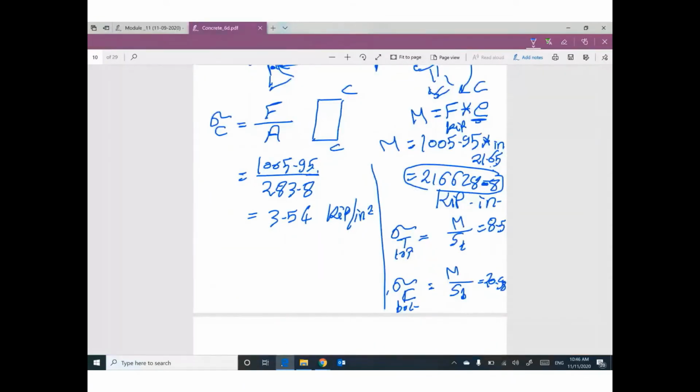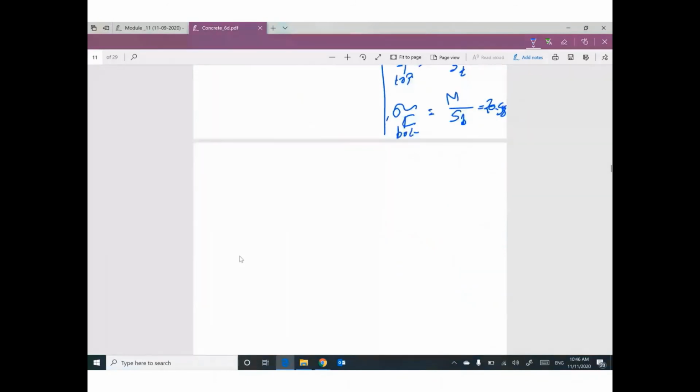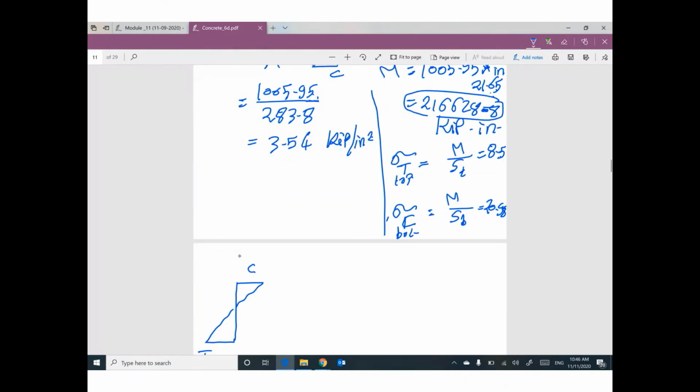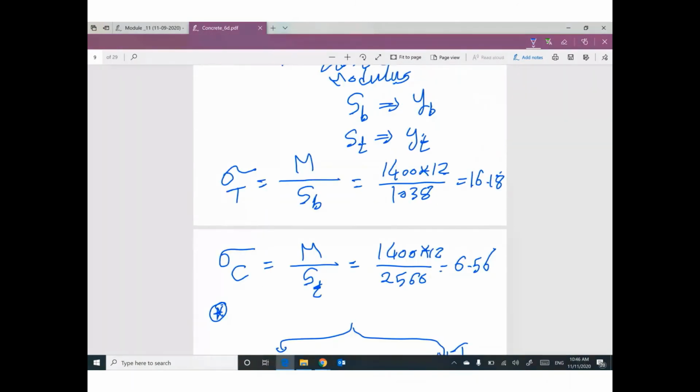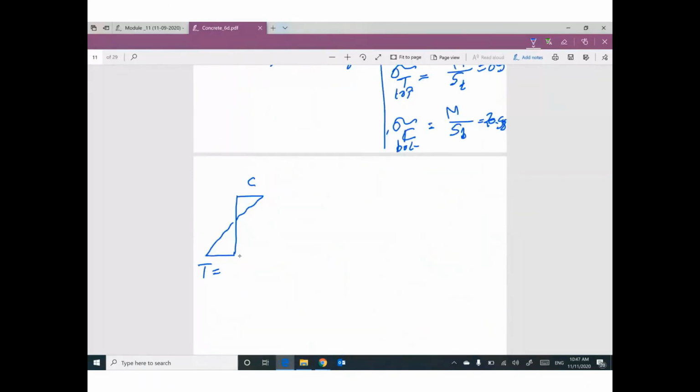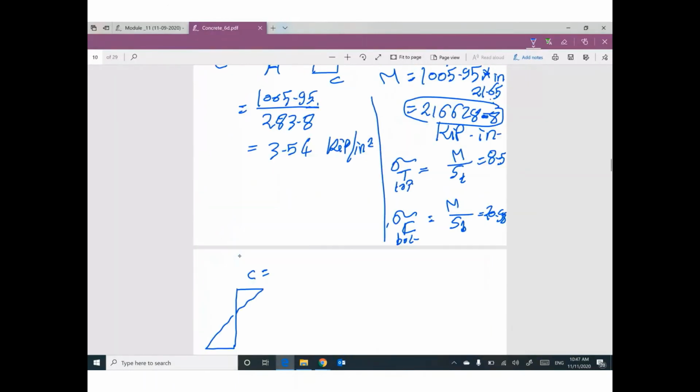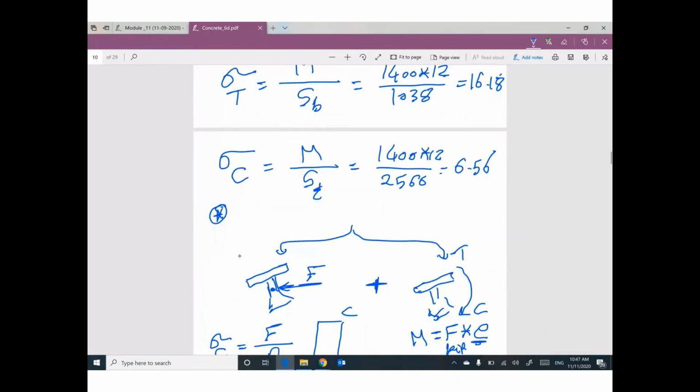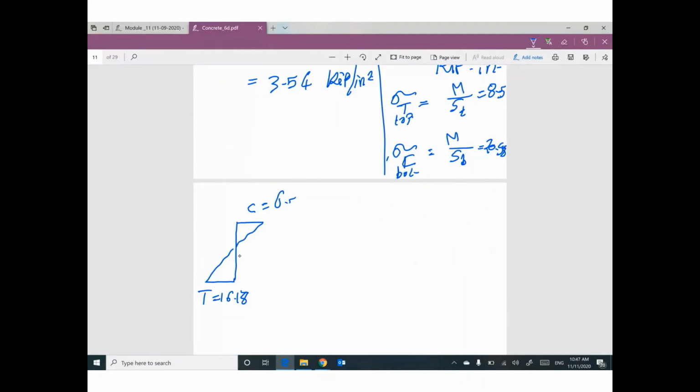$20.98. So by the end, we have three cases. I have compression, I have tension from the given load, tension 16.18, compression equal 6.56. Plus, we have uniform compression 3.54, 3.54 coming from this case.